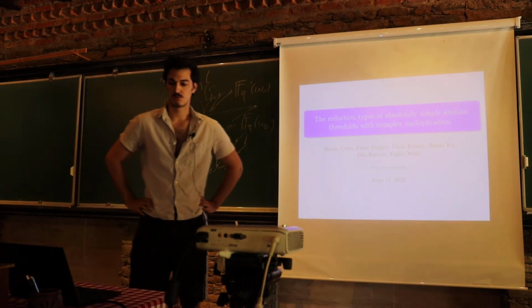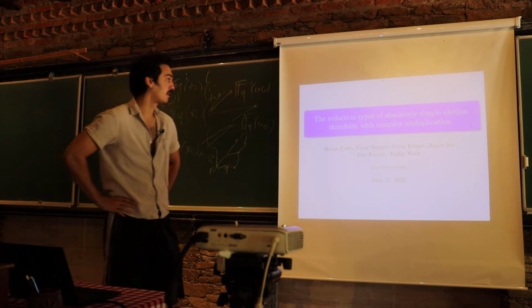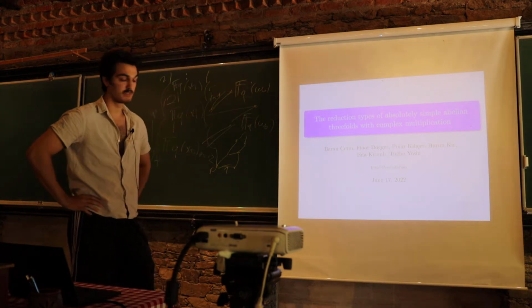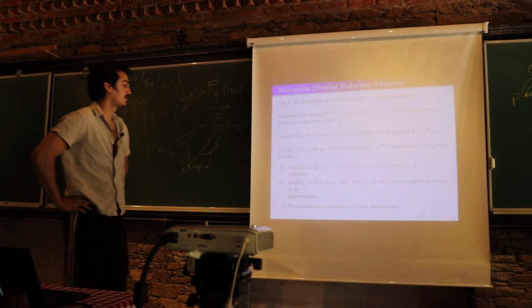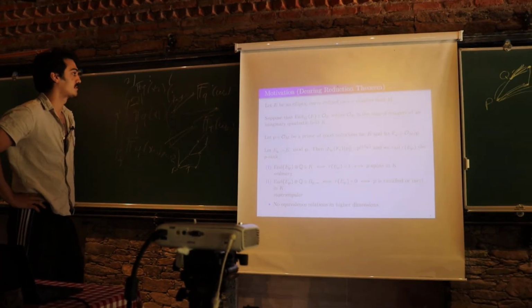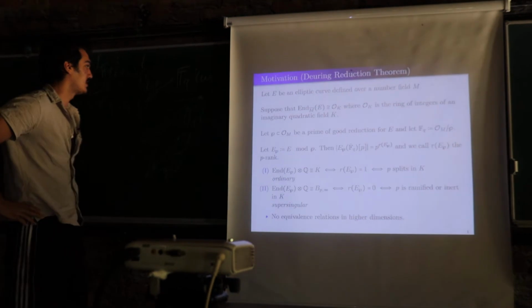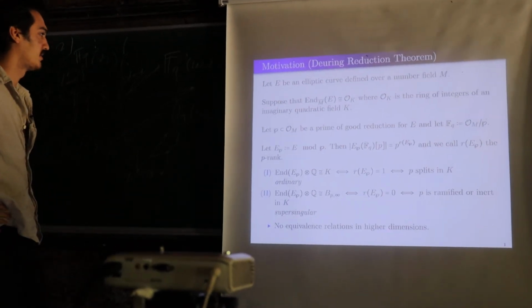Hi, today I will talk about the reduction types of absolutely simple Abelian threefolds with complex multiplication. First, let us start with the motivation of classical reduction theorem. Let E be an elliptic curve defined over a number field M.